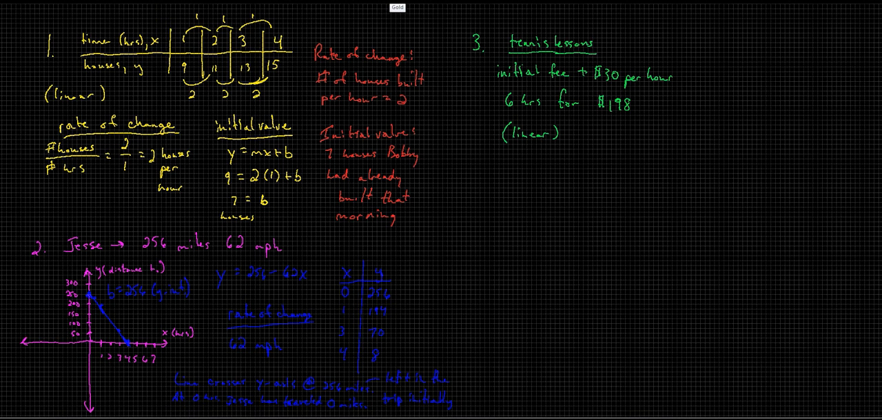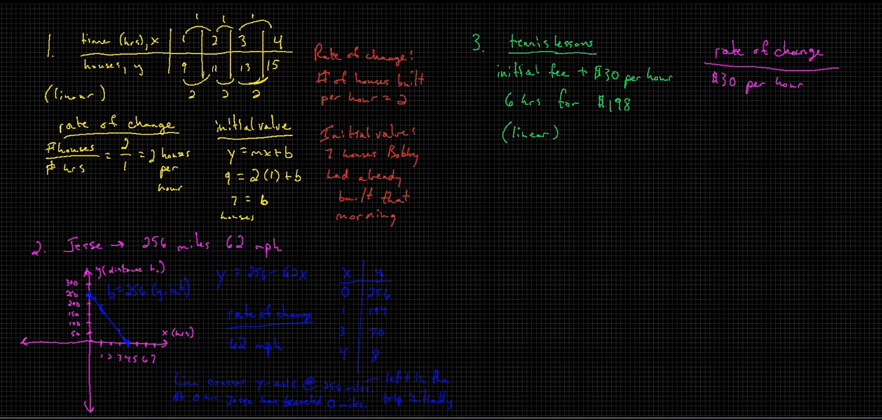All right, number 3, we are given that a tennis instructor charges an initial fee plus $30 per hour for lessons, and that Jackson paid $198 for 6 hours of instruction. We're told to assume the relationship is linear and find and interpret the rate of change and the initial value. So the rate of change, we're given it directly in the problem. It's $30 per hour.